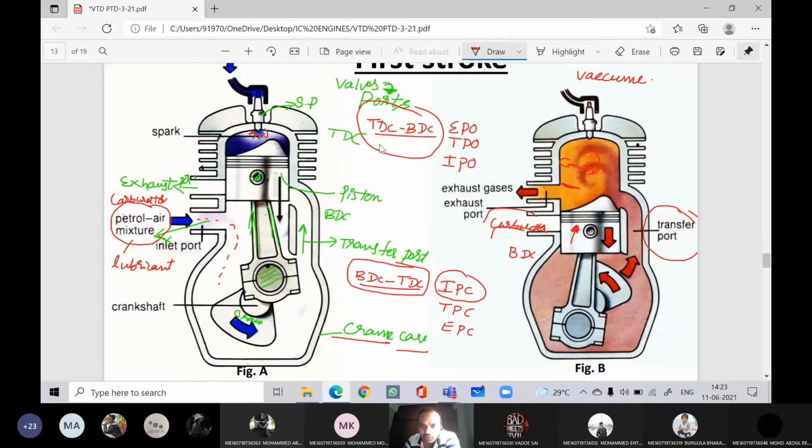So when the piston is moving from TDC to BDC, what will happen? First, it uncovers the exhaust port. Yes or no? Yes. First, it uncovers the exhaust port. Till that time, that is the expansion stroke. Till it uncovers the exhaust port, from here to here, this is the expansion or power stroke. The moment it uncovers the exhaust port, we can say that exhaust is started.